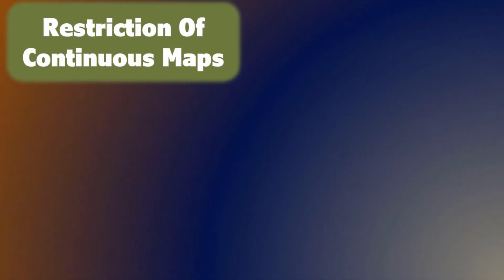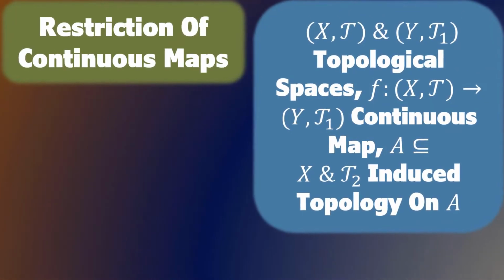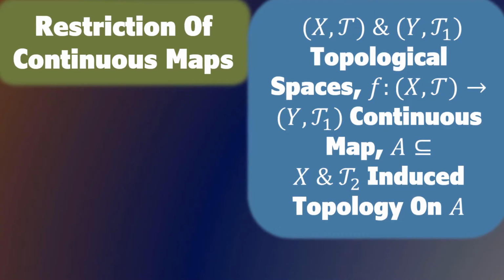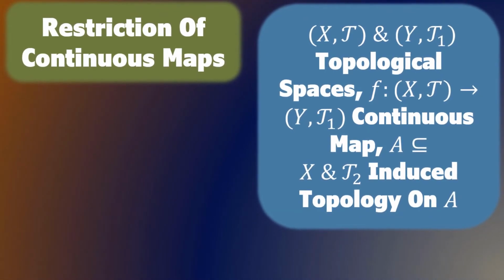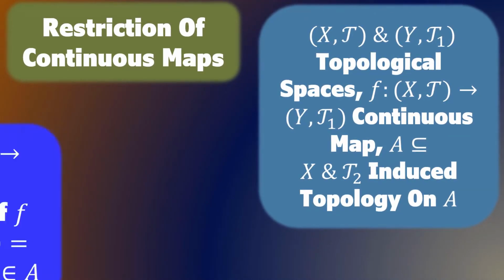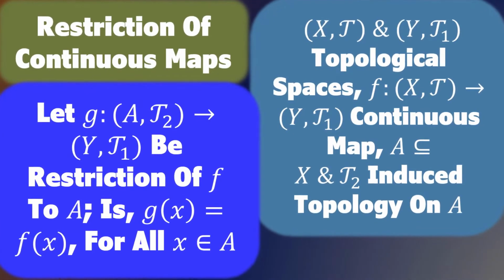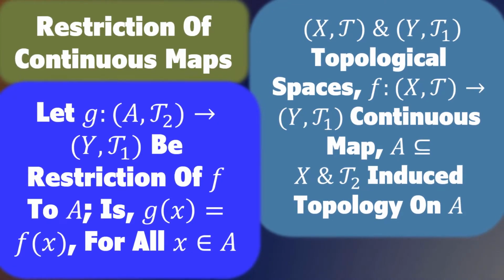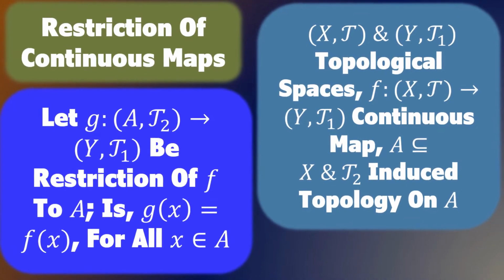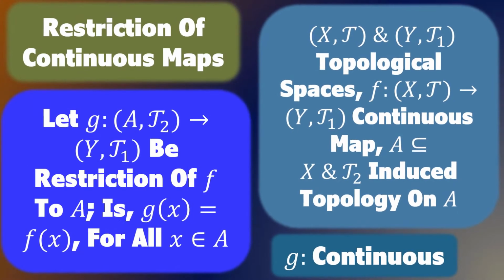Let (X, T) and (Y, T1) be topological spaces, f: (X, T) → (Y, T1) a continuous map, A a subset of X, and T2 the induced topology on A. Further, let g: (A, T2) → (Y, T1) be the restriction of f to A, that is, g(x) = f(x) for all x in A. Then g is continuous.